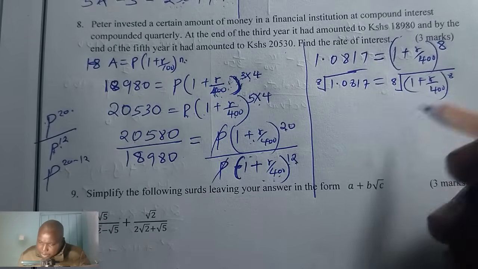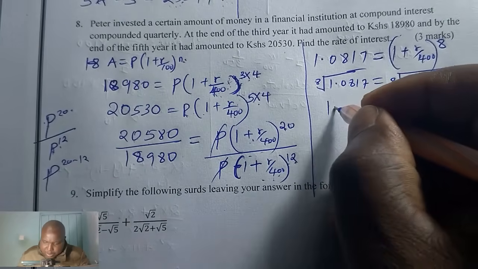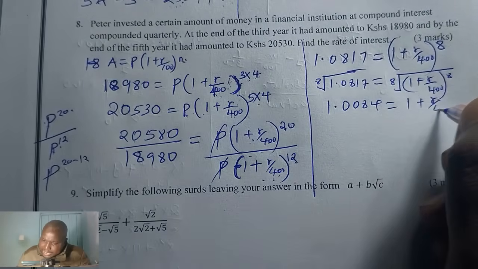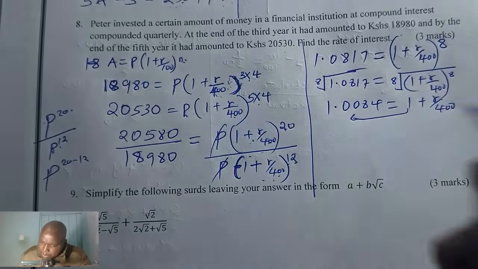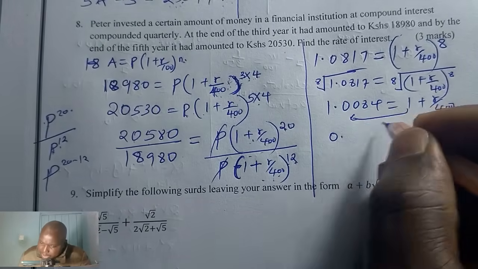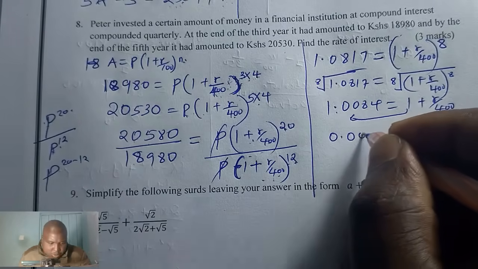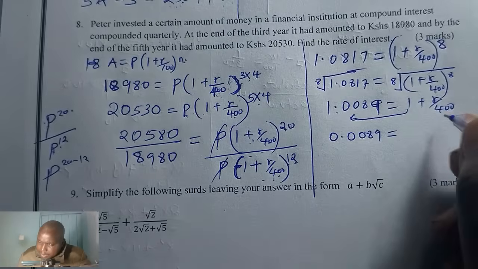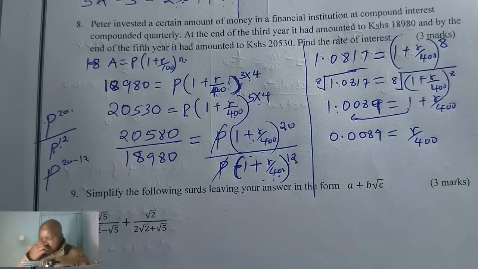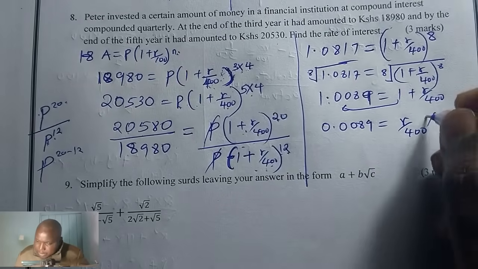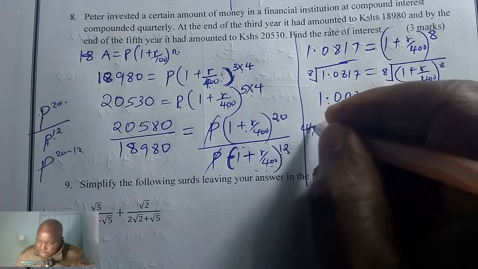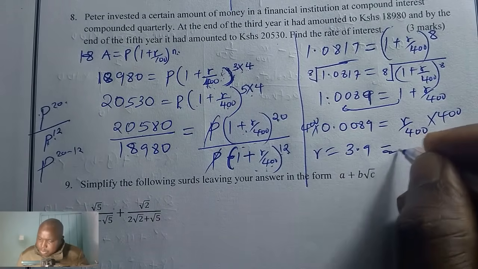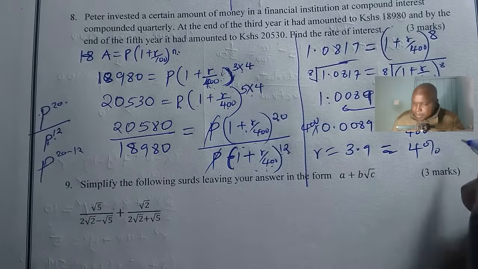So this one cancels out. We get here 1.0084 is equal to 1 plus r over 400. Like terms together, subtract, it remains 0.00849 is equal to r over 400. You multiply 400 on both sides, so you get that r is equal to 3.9, which is approximately equal to 4% per annum.